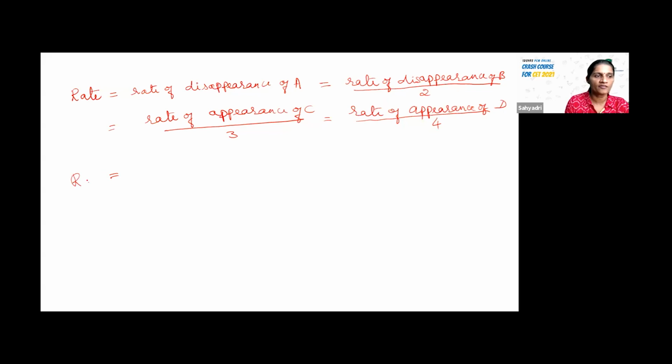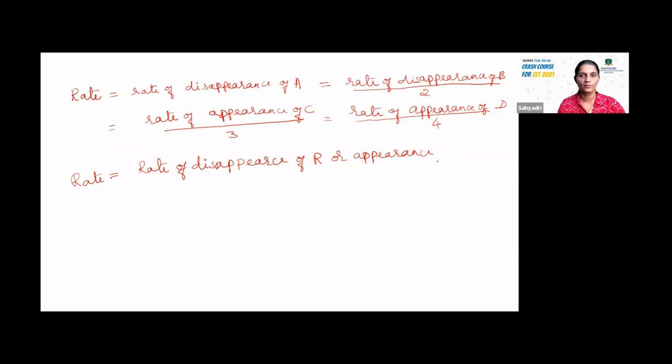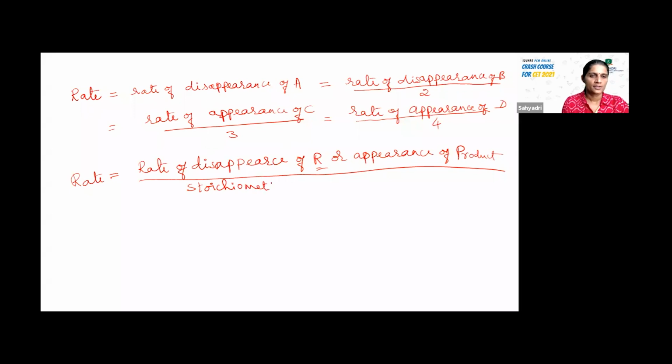In general, the rate of a reaction is equal to the rate of disappearance of the reactant, or the rate of appearance of the product, divided by their stoichiometric coefficient. One product at a time we are taking. Why I'm taking this much time is that many times questions have been asked based on this, where you have confusion. Is that clear?